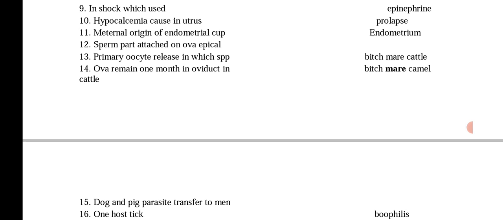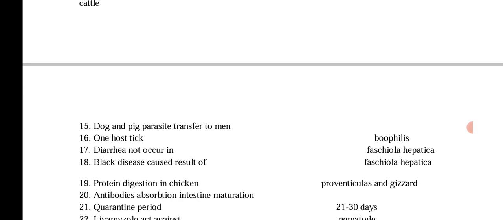The maternal origin of the endometrial cup is the endometrium. Primary oocytes are released in which species? The mare and cattle release primary oocytes. Interesting point: in the mare, the ova can remain for 1 month in the oviduct.